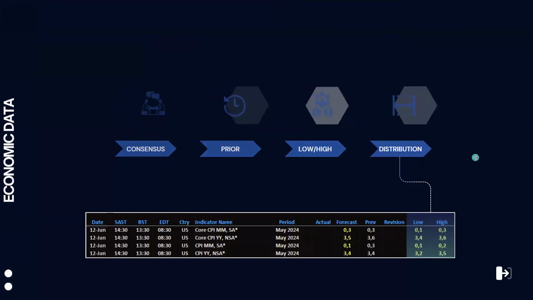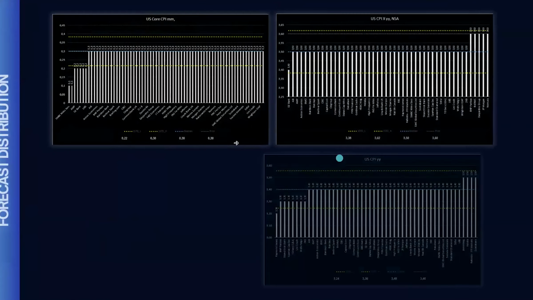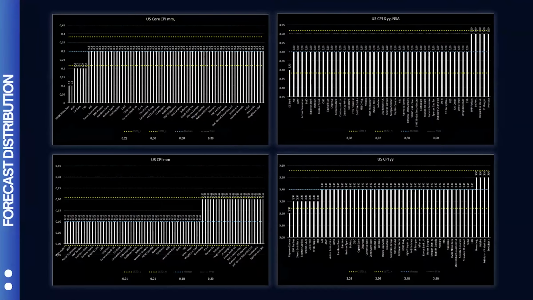Now, this is what forecast distributions look like. And again, this was for the US CPI data that was released on the 12th of June, the one that we looked at on the calendar. It's the same four data points, right? CPI year over year, CPI month over month, CPI core month over month, and CPI core year over year. Same data points we looked at earlier. But these graphs now show us where the analysts that were polled for this had their estimates. So remember, our goal is to find high probability numbers where we think the markets will be surprised enough to see a decent reaction. So let's take a look at one or two of them and I'll show you what I mean.